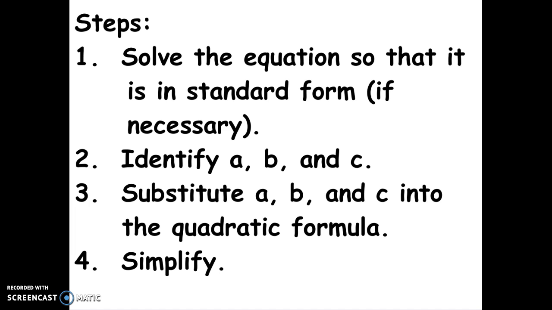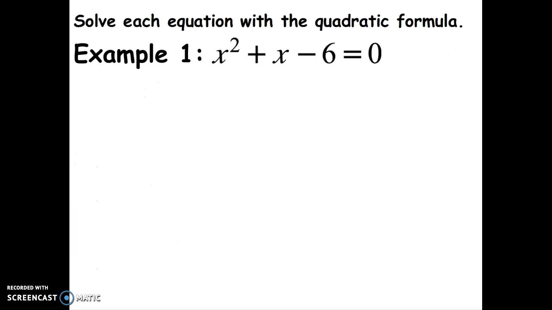So let's go ahead and move into our first example. We're going to solve this quadratic using the quadratic formula. There is no need for us to solve this. It's already in standard form. So we're going to move on to step 2, which is to identify our a, b, and c. Looking here, the coefficient here is 1. So a equals 1. The coefficient here is 1 as well. b equals 1. And this constant is -6. So c equals -6.